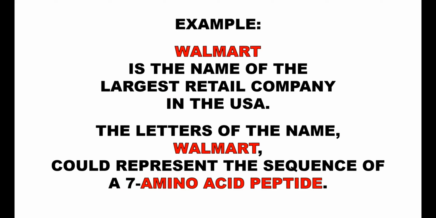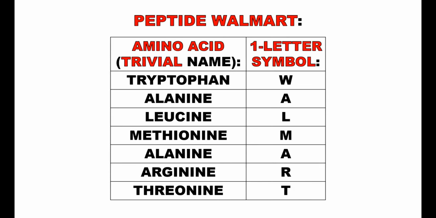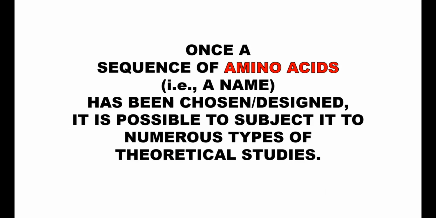For example, Walmart, W-A-L-M-A-R-T, is the name of the largest retail company in the USA. The letters of the name Walmart, W-A-L-M-A-R-T, could represent the sequence of a 7-amino acid peptide. And this slide lists the one-letter symbols in the name, W-A-L-M-A-R-T, and the associated amino acid trivial names. So W is tryptophan, A is alanine, L is leucine, M is methionine, R is arginine, and T is threonine.